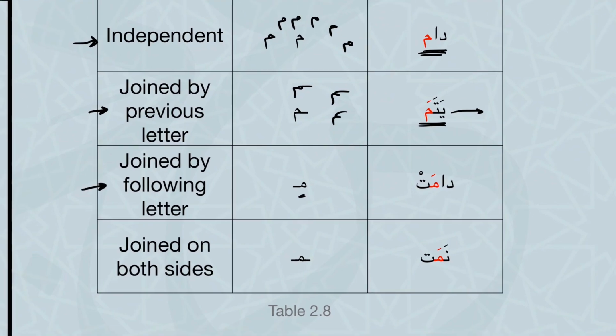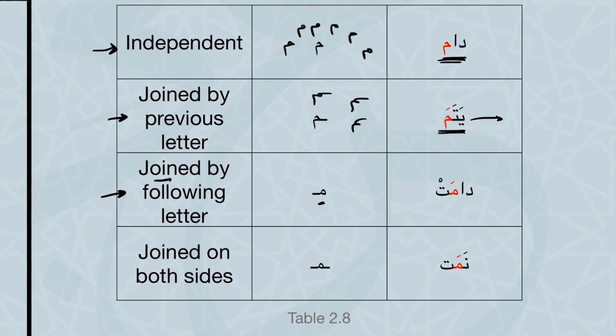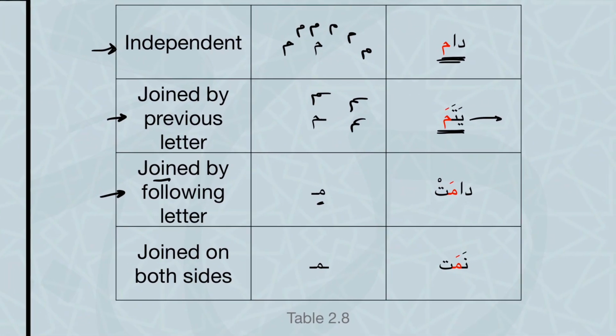We jump to the third position, which is joined by the following letter. And basically, this is what it means, that it's word initial. It becomes at the beginning of a part of a word. So it's basically a circle, and you continue, like here.